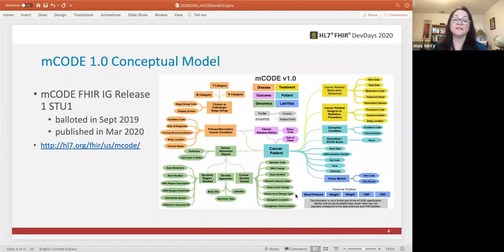And then just as another important note, you'll see at the bottom here that it says external profiles. Again, these are not necessarily profiles that are included in the IG, but rather they are references to US Core related profiles. And that's done on purpose because we want to be leveraging as many of the existing profiles that are available today within HL7. Okay.